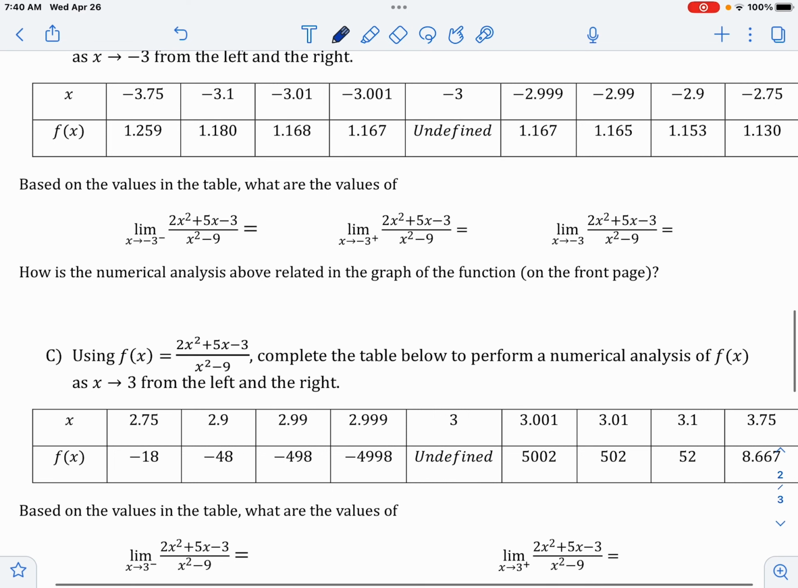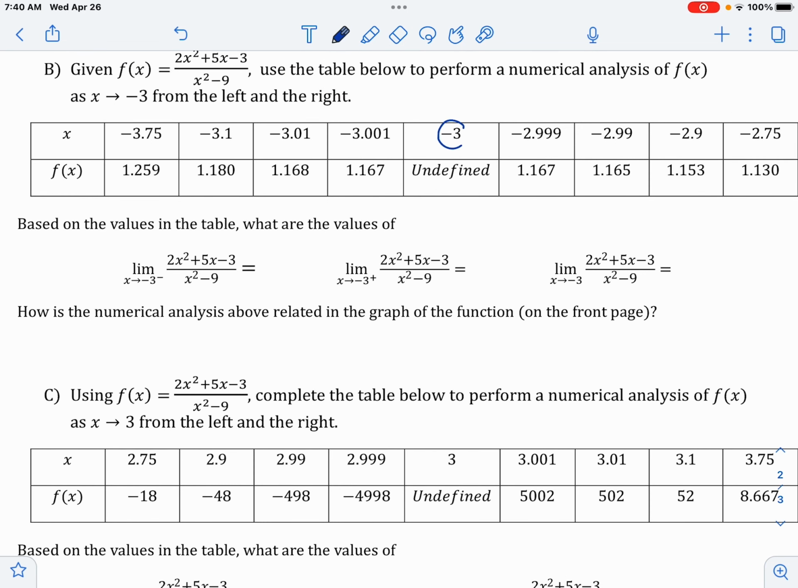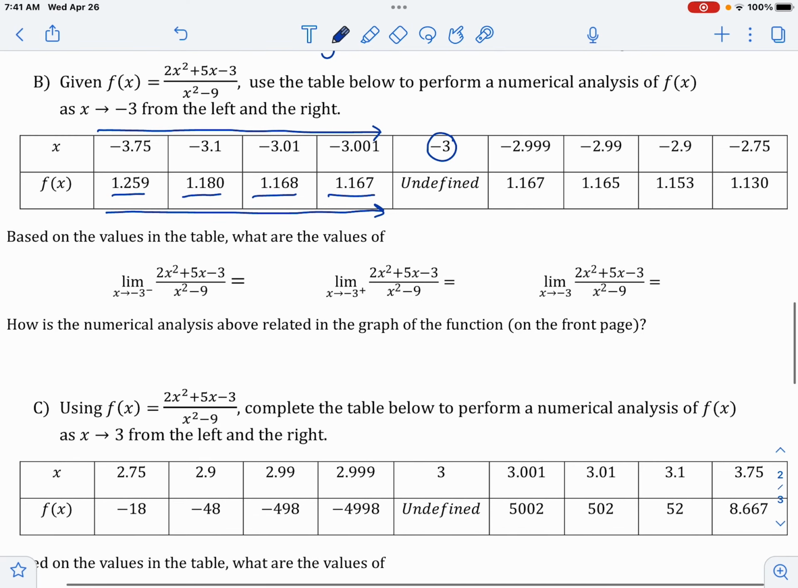So we're going to approach -3 from the left. So here's -3 right here, okay? If we're approaching -3 from the left, we're looking this way and we're looking at the y values. We're saying what's happening to our y values. So it goes 1.259, 1.180, 1.168, 1.167. So notice that we're getting closer and closer to 1.167, which is approximately 1 1/6, which is 7/6.